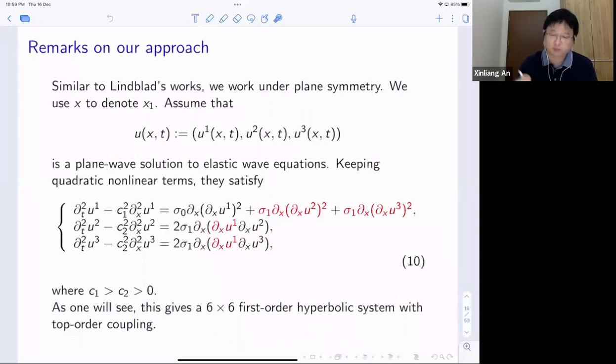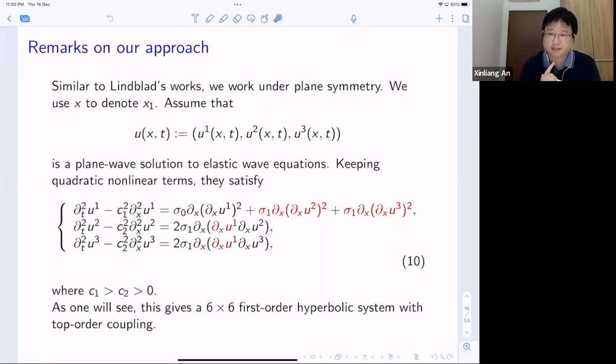Okay, so this is for the 3D compressible Euler case. What would the approach be like? Similar to Lindblad's work, to construct ill-posedness we will work on the plane symmetry. We use X to denote X1. U is the fluid velocity, a vector-valued function, with U1, U2, U3 being scalar-valued functions. For the elastic wave system on the plane symmetry, the equations we just saw are translated into such a system.